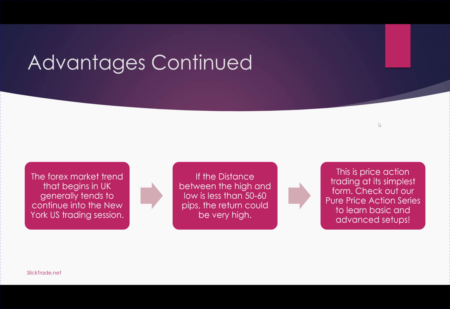More advantages. The Forex market trend that begins in the UK generally tends to continue into the New York US trading session. Okay, so that's one thing to keep in mind. If the distance between the high and the low is less than 50 to 60 pips, the return could be very high. This is price action trading at its simplest form. All right, so check out our Pure Price Action series to learn basic and advanced setups.